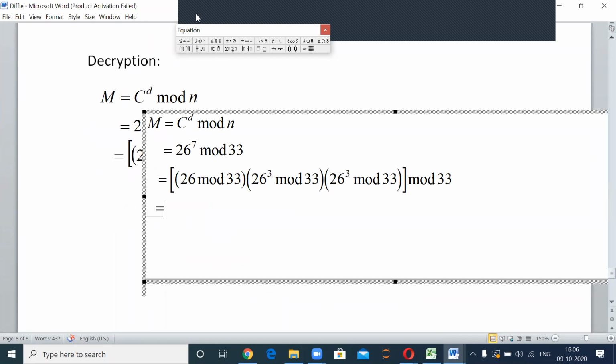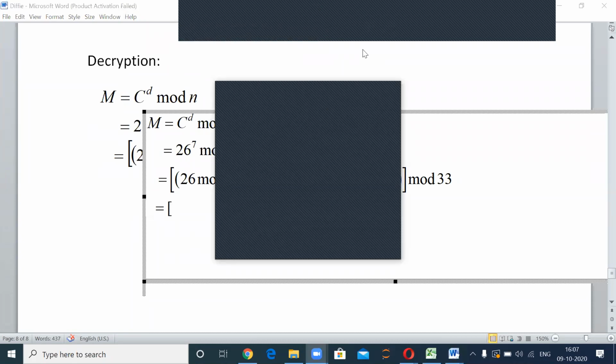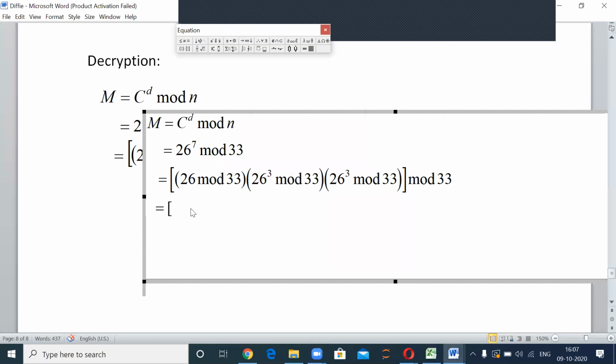What is the remainder? Raise your hand. Eight, sir? What eight? 26 you divide with 33, what is the remainder? We get 26 here, right?